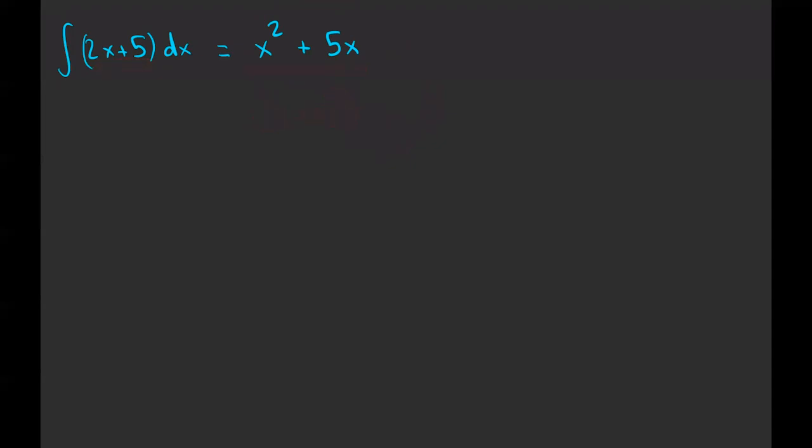But we're not done here because this, while it is a correct answer, it is not all of the correct answers. We have to put that plus C in there. Otherwise it just doesn't work. That's just the x squared plus 5x. While it is correct, it's not all of your answers. So you got to make sure that you're putting that plus C there.